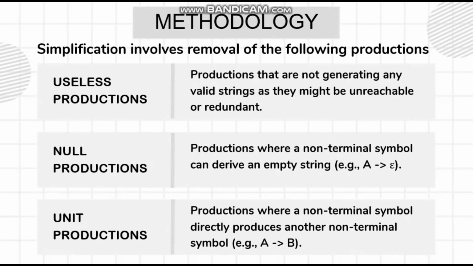Methodology: simplification of CFG involves removal of the following productions. Removal of useless productions. These are the productions that are either unreachable or redundant. Removal of null productions. They are nothing but the productions where a non-terminal symbol derives an empty string. Removal of unit productions. These are the productions where a non-terminal symbol directly produces only another non-terminal symbol. In this video, I will be dealing only with the removal of null and unit productions.